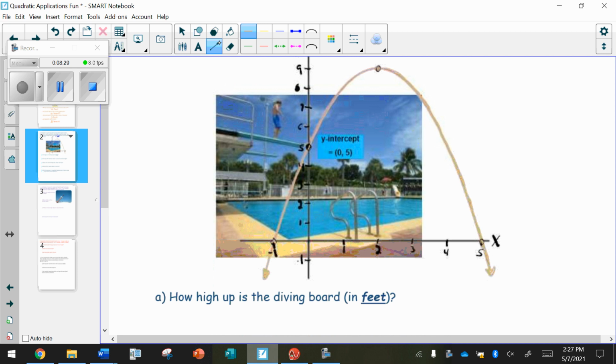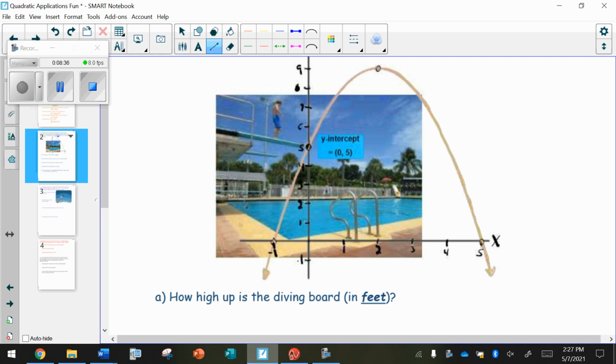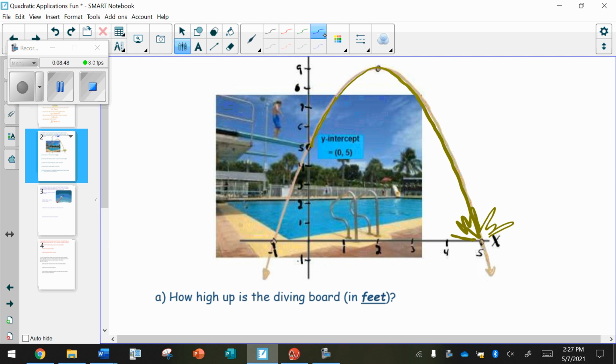So apparently, what I'm doing here is I'm getting ready to jump off the diving board. I'm going to go whee, splash. I guess that should be blue. And then ripples of water.